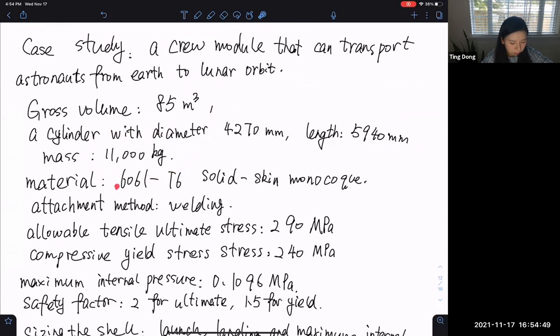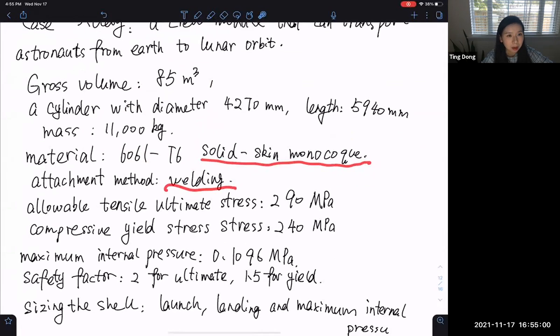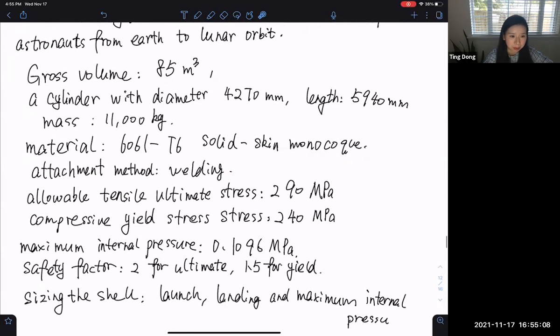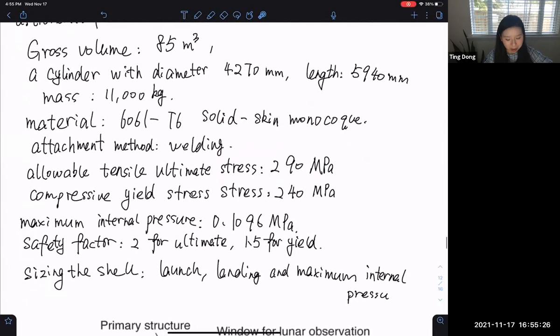And the material they use is 6061-T6. T6 is the heat treatment state. And they use the solid skin monocoque. For the attachment method, they use welding. Of course, the textbook shows a lot of justification for everything, but for this video, I don't think it's necessary to waste a lot of time talking about why they choose this material, this structure, or this attachment method. But in your report, you should have that. And for this material, the tensile ultimate stress is 290. This is also very important information for us to decide if your structure will fail or not.